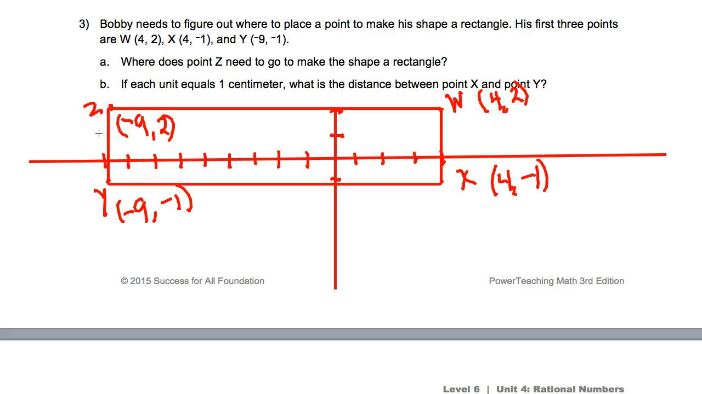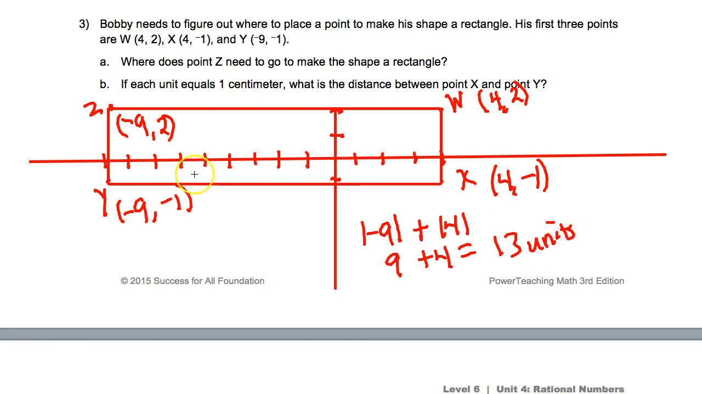Okay, now B says if each unit equals 1 centimeter, what is the distance between point X and point Y? Okay, so here we have point X and here we have point Y. And just like a moment ago, when we went from one quadrant, this time quadrant 4 here and quadrant 3 here, if we go from one quadrant to another, all we do is we add the absolute values together. So here we have the absolute value of -9 plus the absolute value of 4, and that's going to be 9 plus 4 equals 13. We know that's 13 units.